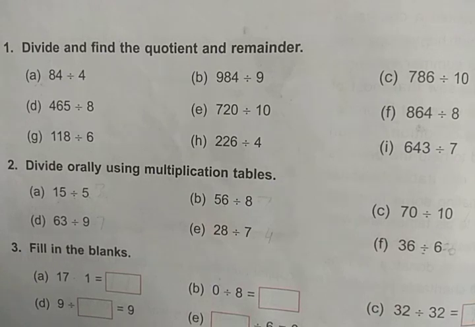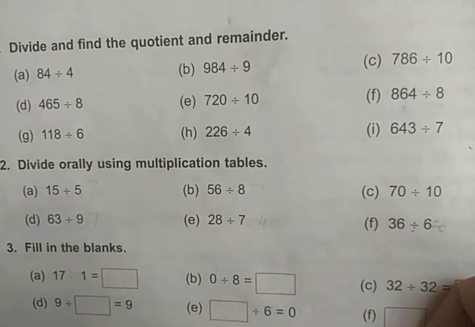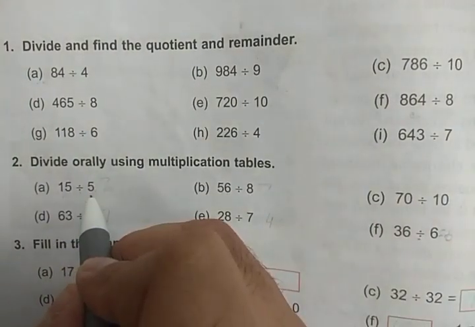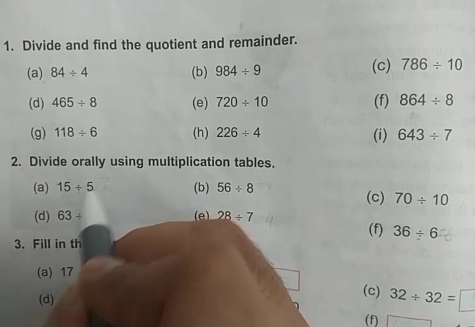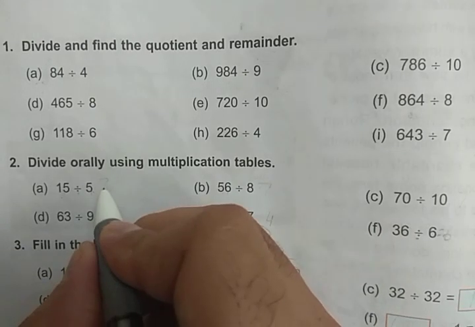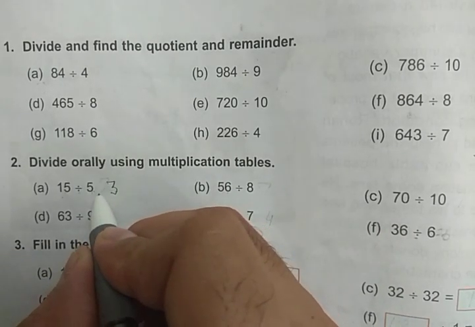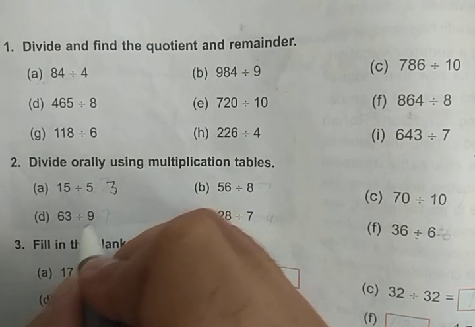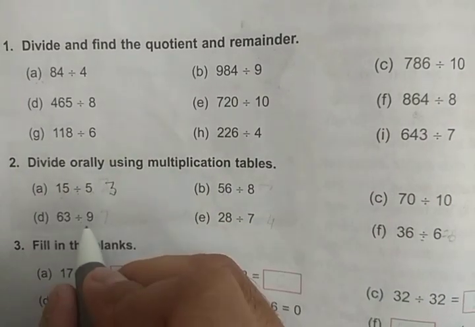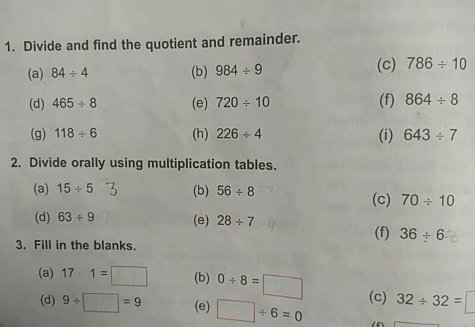So keep on learning the tables and do practice. Divide orally using multiplication tables. We all know the table of 5. So 15 divided by 5. We have to recite the table of 5. 5 3s are 15. So the answer is 3. Now 63 divided by 9. So we have to recite the table of 9. 9 7s are 63.